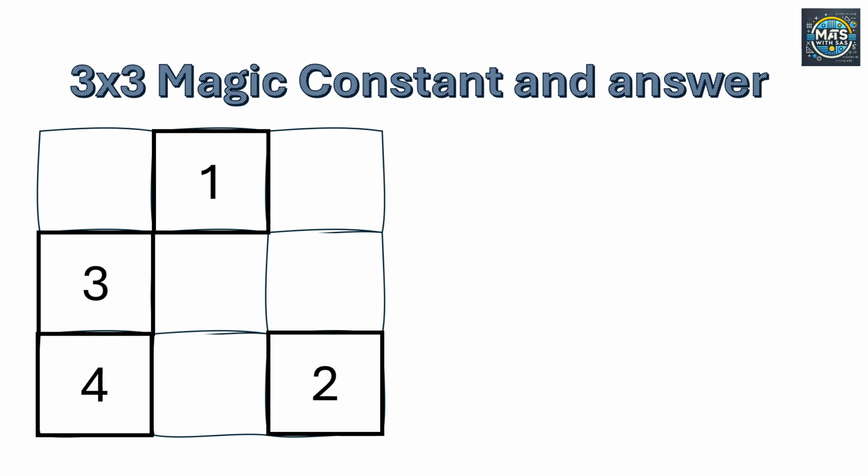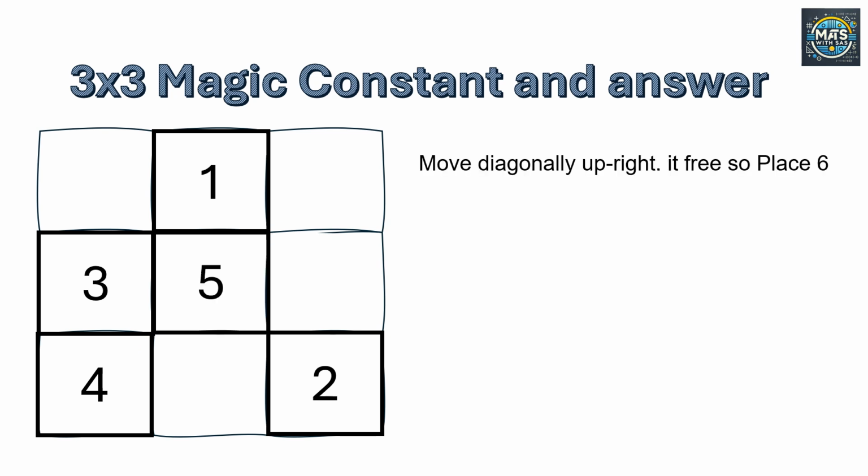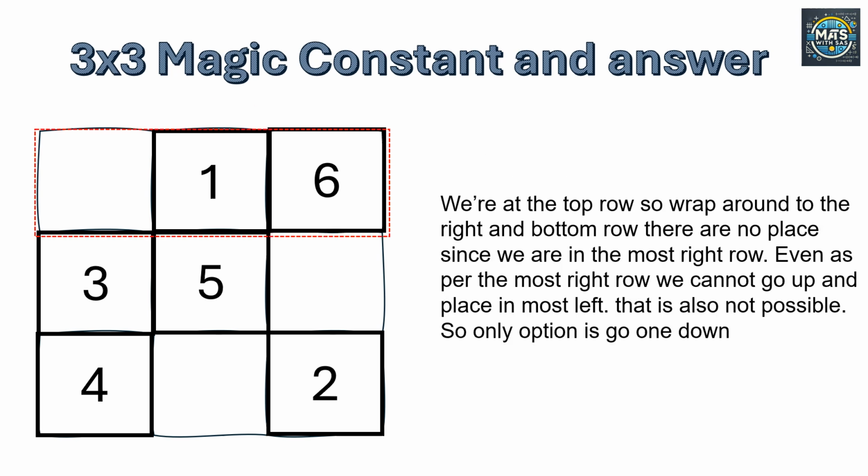Continue placing the numbers. Move diagonally up and right. It's free, so place 5. Move diagonally up and right. It's free, so place 6. Since we're at the top row, wrap around to the right and bottom row. There is no place since we are in the rightmost column. Even as per the rightmost column, we cannot go up and place in the leftmost. That is also not possible. So the only option is to go one down.